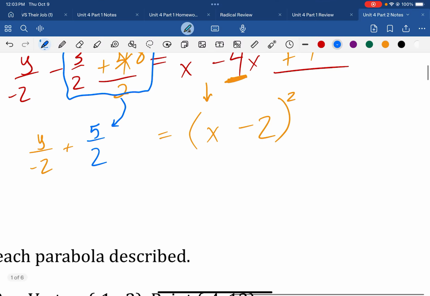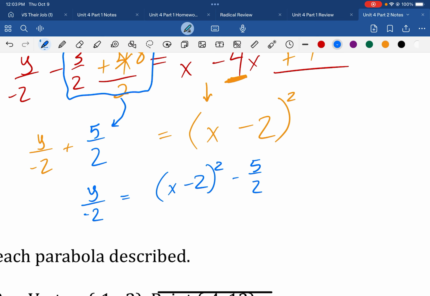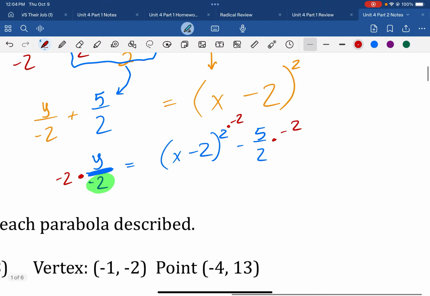Now I'm going to follow my last two steps, which is I'm going to move the 5 over 2 to the other side. So it's y over -2 equals x minus 2 squared minus 5 over 2. And lastly, I have to take care of this -2 down below. And since it's being divided right here, this is a division sign, I'm going to take everything times -2, times -2, times -2, so that these will cross.